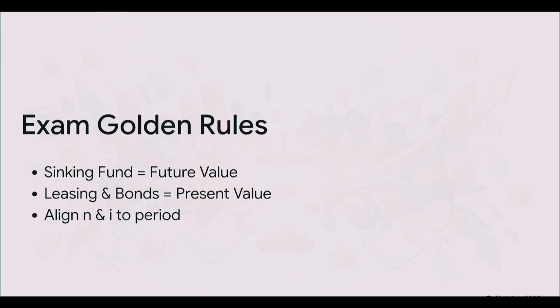Let me leave you with the absolute core survival strategies for this objective paper. Here are your golden rules. Number 1, sinking fund problems will always use the future value annuity formula. Number 2, leasing and bond valuation problems will always use the present value formula. Kabhi mix up mat karna. Literally never mix these up. And rule number 3, the classic trap they love to set. Always align N, which is your time, and I, your interest rate, to the conversion period. If compounding is monthly, divide I by 12 and multiply N by 12 before you even touch any formula.